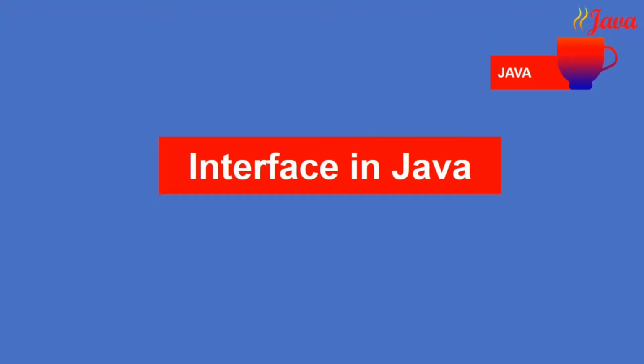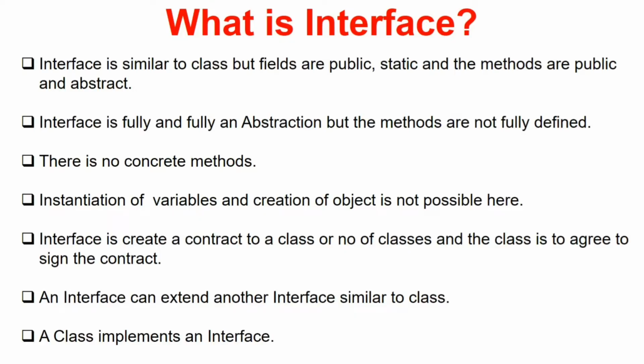So in this video, we are going to discuss inheritance in Java. So let's start with what is inheritance. So inheritance is similar to class, but the fields are public and static. The methods are public and abstract.